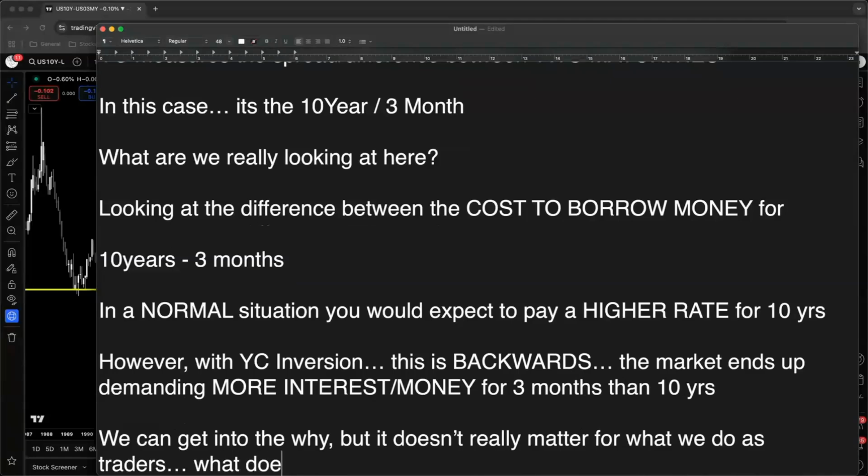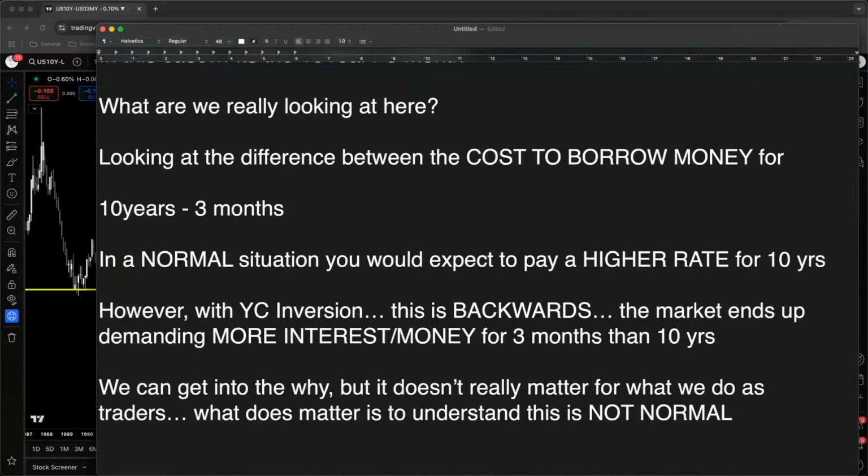What does matter is to understand this is not normal, right? And I think we can all just immediately click with that, right? We can all understand, like, that's a little bit weird. Why would you charge somebody 5% for 10 years and let's say 8% for 3 months? Isn't that weird? That's just weird, right? If nothing else. Okay. So what does this signify?